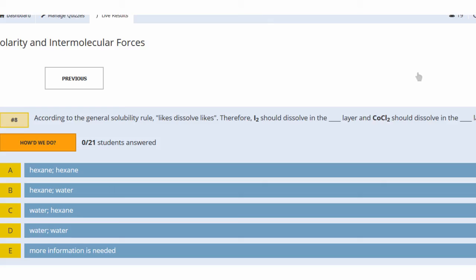So now, what I'm going to do here is I have some iodine, which is I2, and I have some cobalt 2 chloride here, which is an ionic compound. I'm going to place these into these two test tubes, and then I'm going to shake it up. And so, according to the general solubility rule, likes dissolve likes. Therefore, I2 should dissolve in which layer, and cobalt 2 chloride should dissolve in which layer? And I'm doing the iodine on your left. Get your answers locked in before I actually do this. Talk it over if you need to. 5, 4, 3, 2, 1.